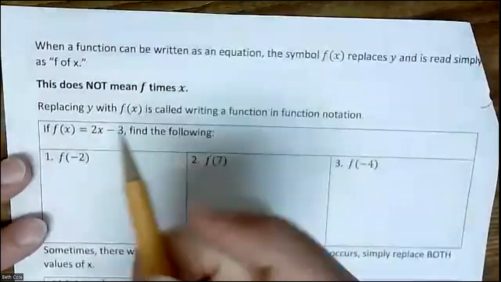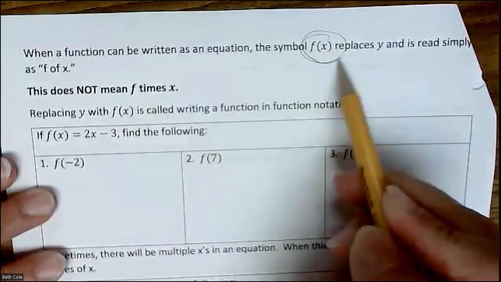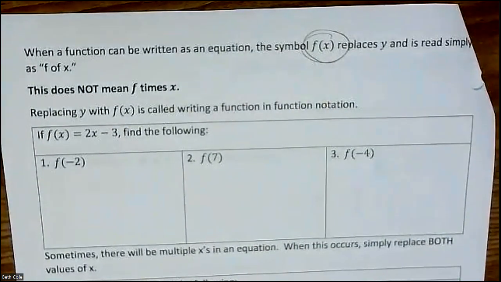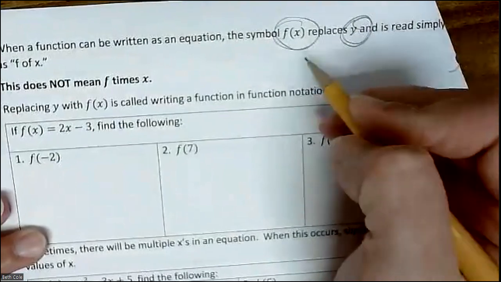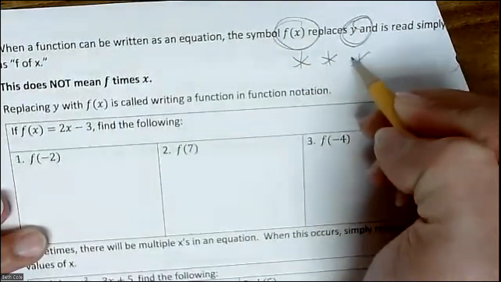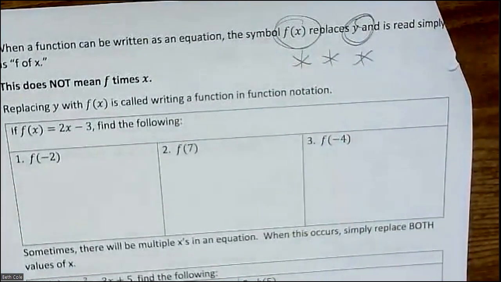All right. Now, when you see this, f of x, or it might say g of x or h of x, that just tells you which function to use. That replaces y. Maybe put some stars next to that. That is the output. You have x comma y or x comma f of x. That replaces the y part of it.